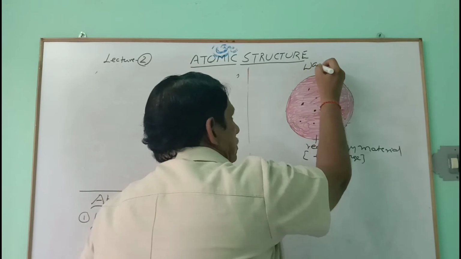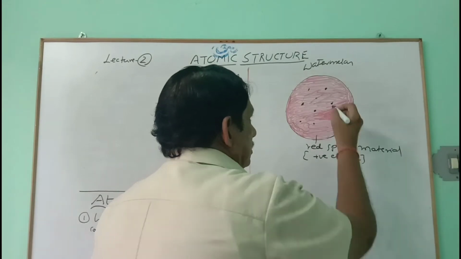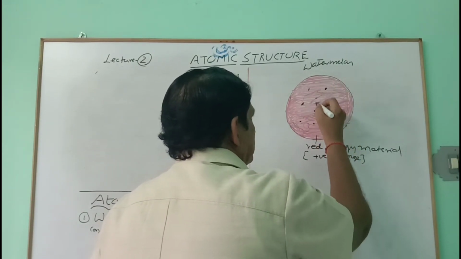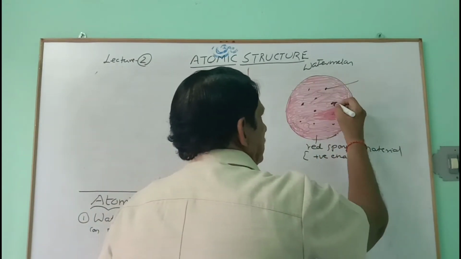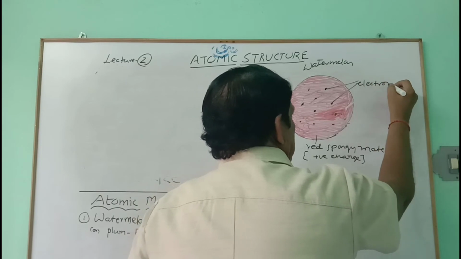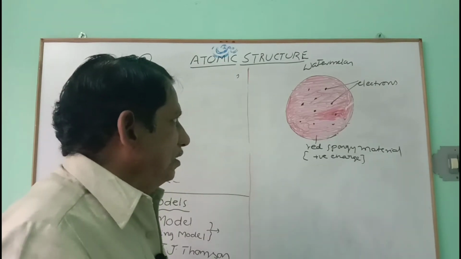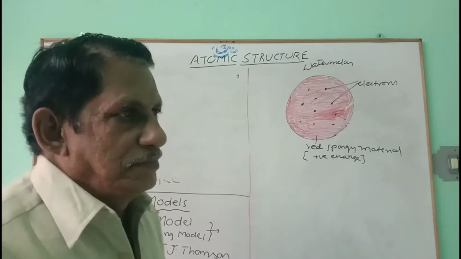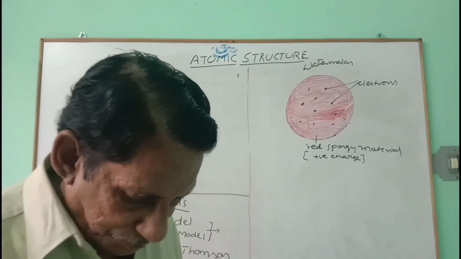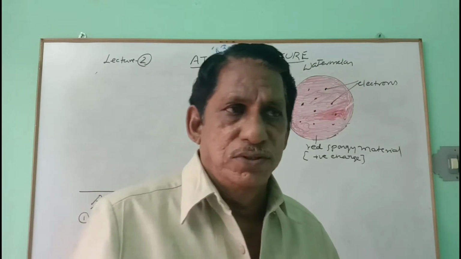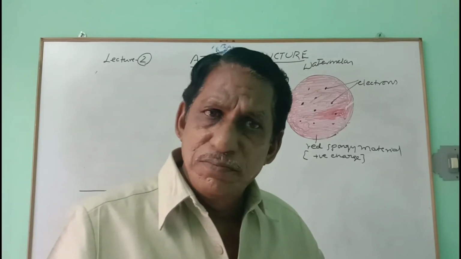Now, these are the seeds which are embedded in the red spongy material of the watermelon. Just like that, these are treated as electrons. Electrons are also present in the positive sphere here and there with fixed positions. This is the comparison made, and this model is called the watermelon model proposed by J.J. Thomson. But this can be easily ignored because this model was unable to explain the stability of the atom.